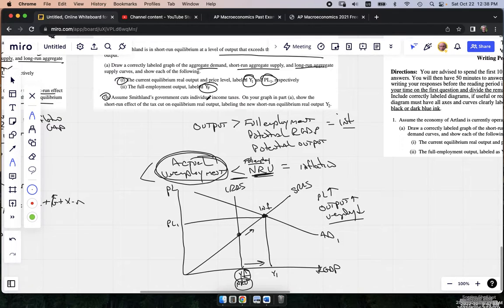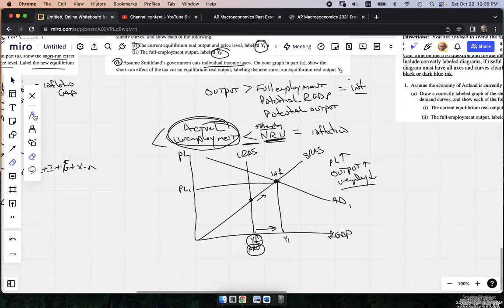Assume Smithland's government can cut taxes. So when taxes go down, my question to you would be, is that expansionary or contractionary? So we should recognize, and I'm going to move this because I want to write this out a little bit, that if taxes go down, this is really the same thing as government spending going up, in that they're both expansionary fiscal policies. They could have just said government spending goes up or taxes go down. Both of these would have caused the same effect.